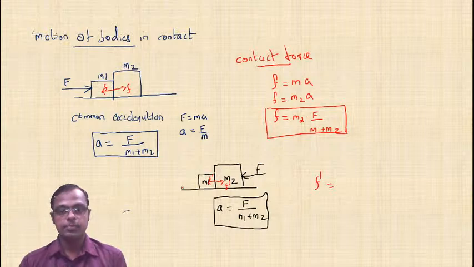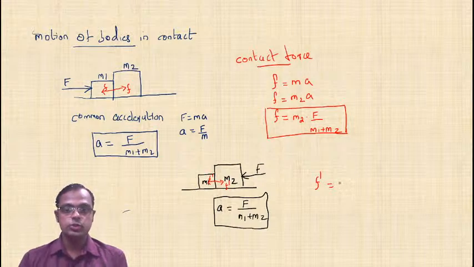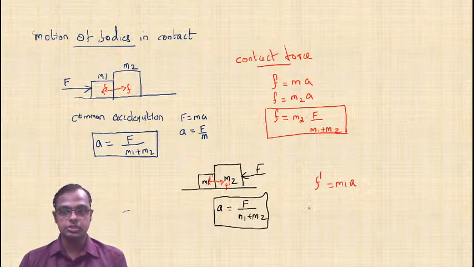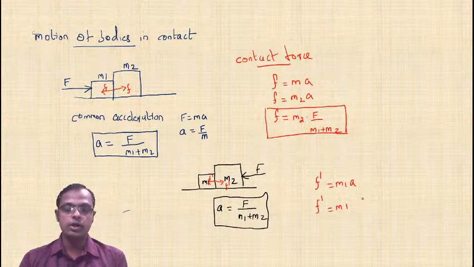Arjun, we are applying the force on M2. Due to that, F dash is applying on M1. So M1 will accelerate. Okay, very good. Many are typing M1 is accelerating. So I can write here the formula: F dash is equal to M1 into acceleration. The same formula, right? Common acceleration is F divided by M1 plus M2.